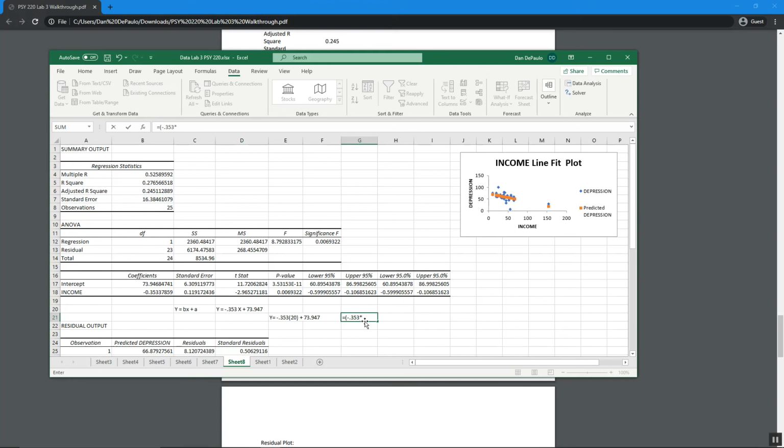Times, our x is going to be 20 plus 73.947. And when I do that, I get 66.887. So if you're asked to predict a score, all you do is plug in the predicted value for X and then solve it. And so for someone that makes 20,000 in income, their depression level is going to be 66.887.